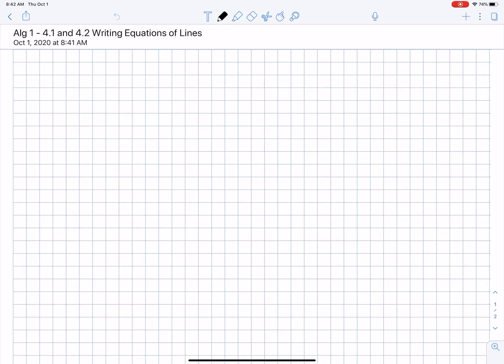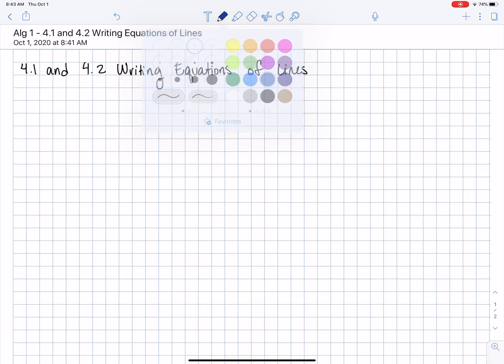Hi, Algebra 1. We are on sections 4.1 and 4.2. We're doing both today because we are writing equations of lines. So far we've written a few equations of lines.